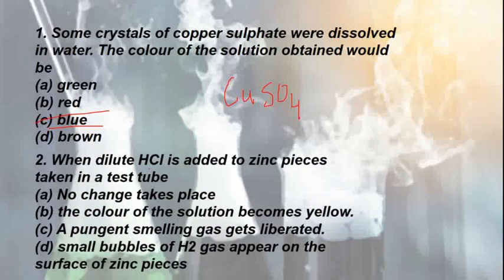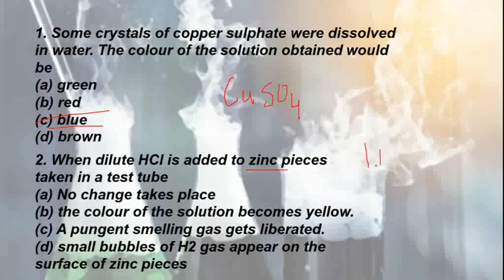Here, when dilute HCl, hydrochloric acid, is added to zinc pieces taken in a test tube, then what happens? The options are: no change takes place, the color of the solution becomes yellow, a pungent smelling gas gets liberated, small bubbles of H2 gas appear on the surface of zinc pieces. So what is the answer? Pause the video and try to answer.